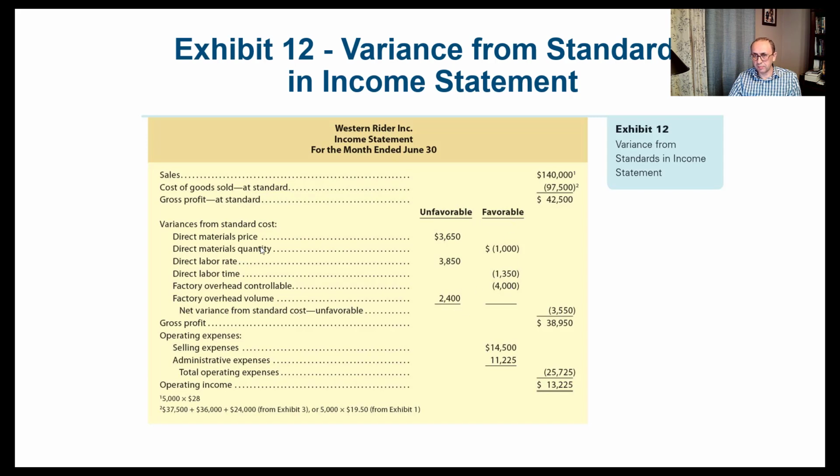And here we have the direct material price, the quantity, and then we have the direct labor rate and direct time, and then factory overhead controllable variable, and factory overhead volume. So that combines everything that we had in the previous slides. So we have the material price, the material quantity, the labor rate, the labor time, the overhead controllable, and the overhead volume. And then we combine these together in net variance from standard cost.